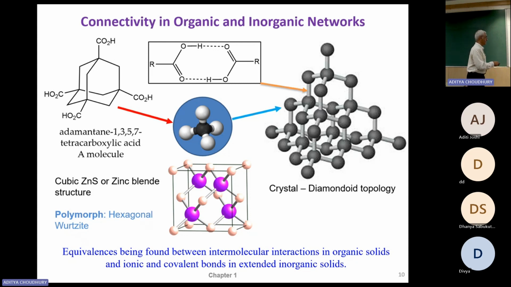So immediately, inorganic compounds having this type of diamondoid topology or adamantanoid topology, cubic zinc or zinc blende structures, also have connectivity very similar to this. So you see the connection between inorganic and organic compounds: when you have the connectivity, you can describe it in terms of inorganic network structures. That makes it easier for us to understand the interactions in the solid state.